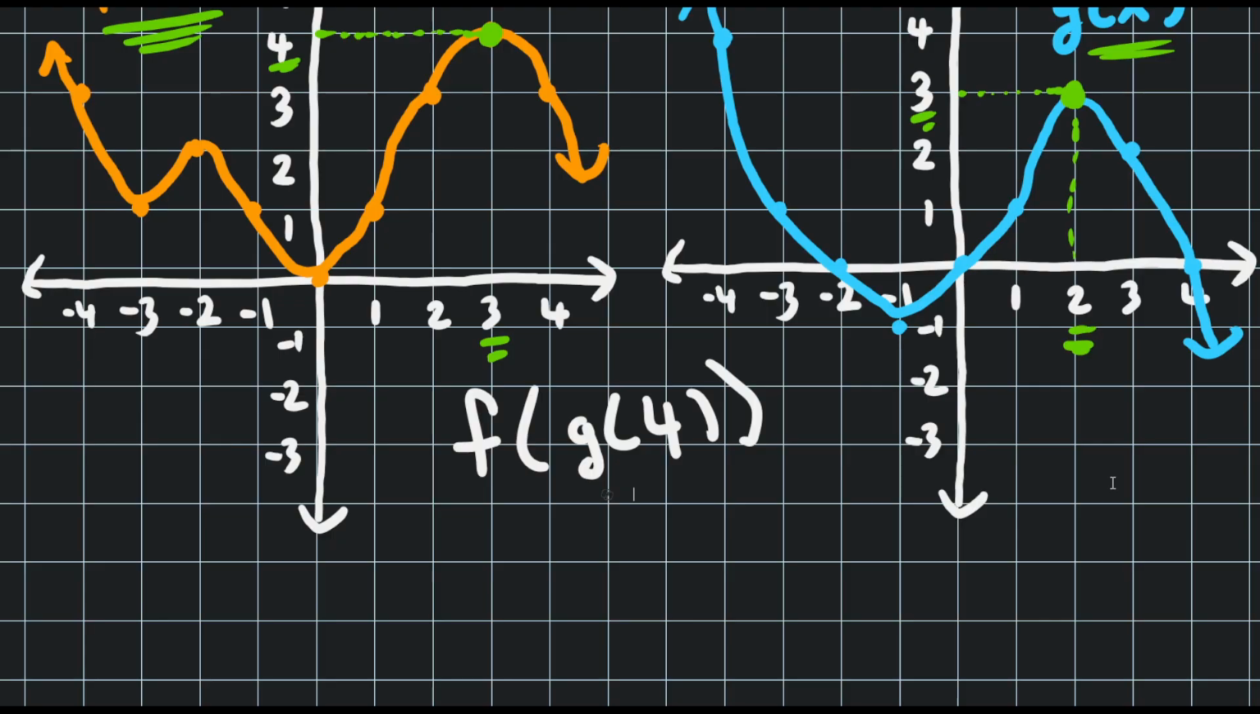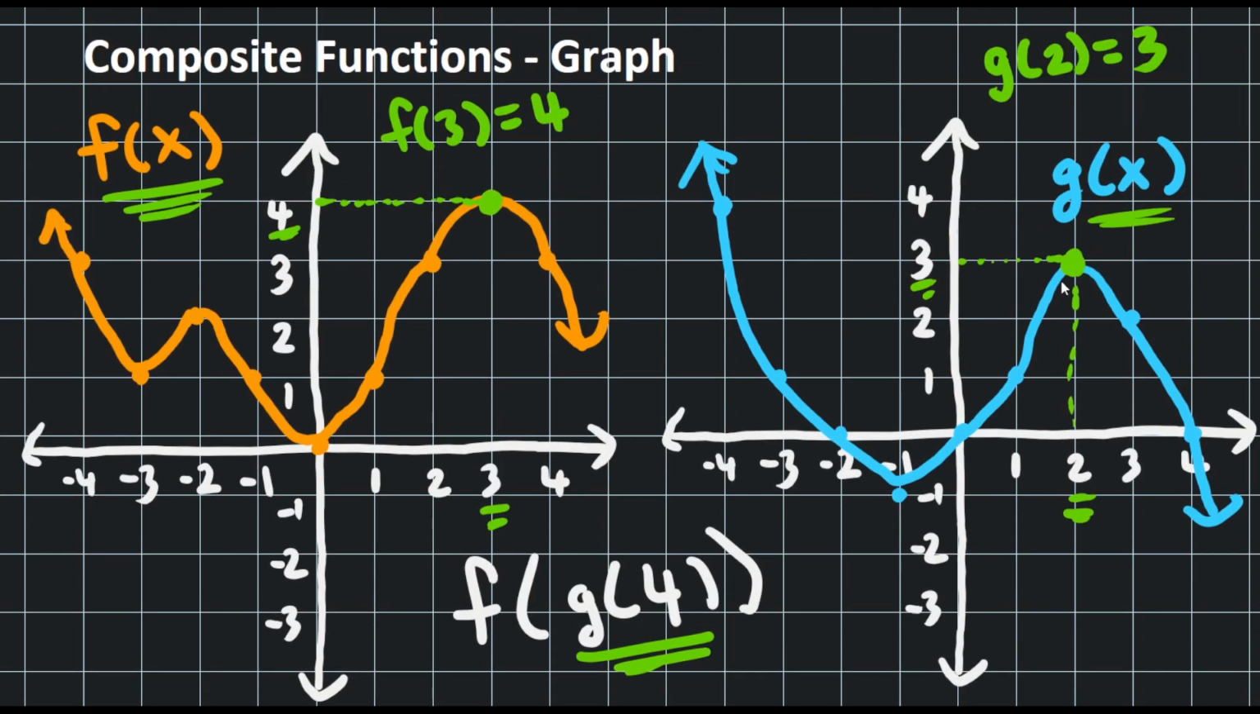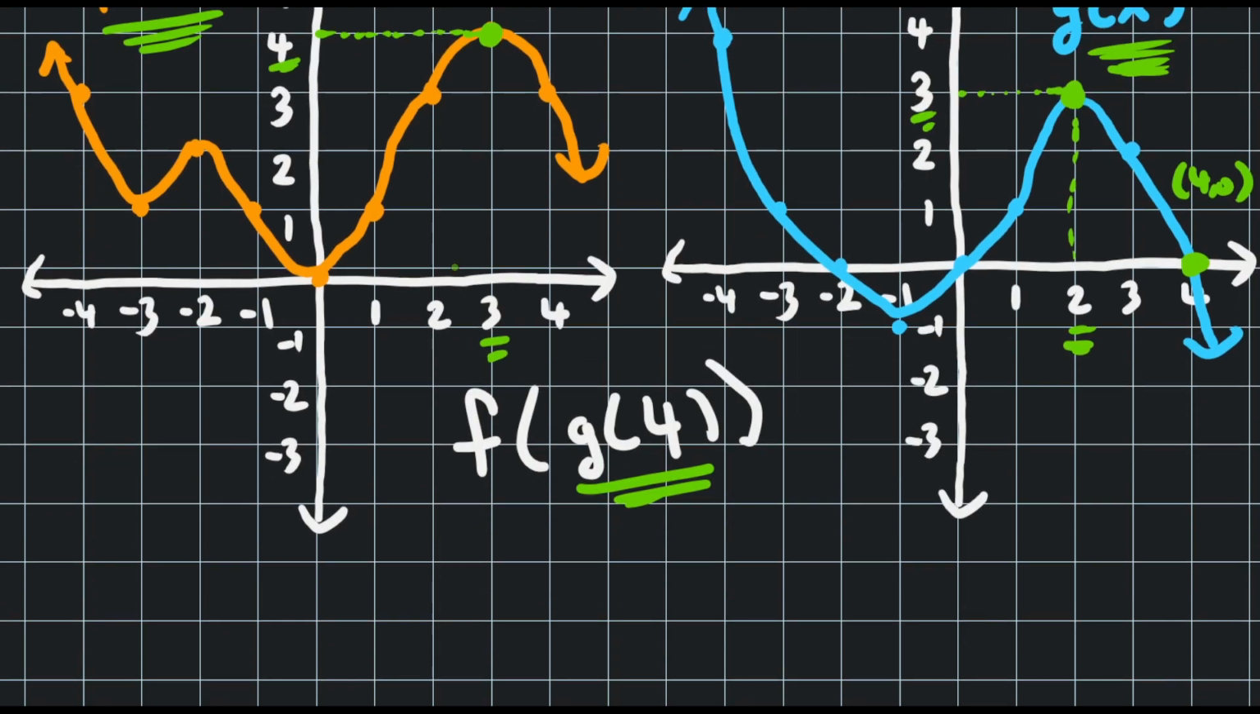The first thing we're going to do is look for g of 4. So what is g of 4, by looking at the graph g of x right here in blue? Well, as you can see, g of 4 is 0 because it meets at the point (4, 0). Therefore, g of 4 equals 0. Perfect. So f of g of 4 equals f of 0.